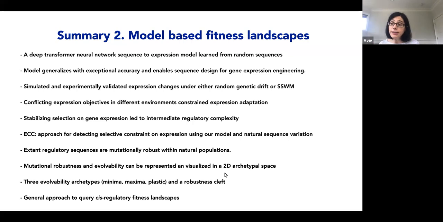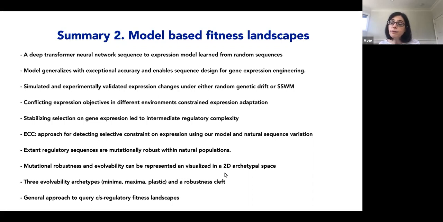And then we developed the ECC as a statistic for detecting selective constraint on gene expression from naturally varying sequences, something analogous to the NDS. And then we showed that the ECC agreed with expression diversity in cross-species RNA-seq across 3 different clades, and with measured expression to fitness curves.